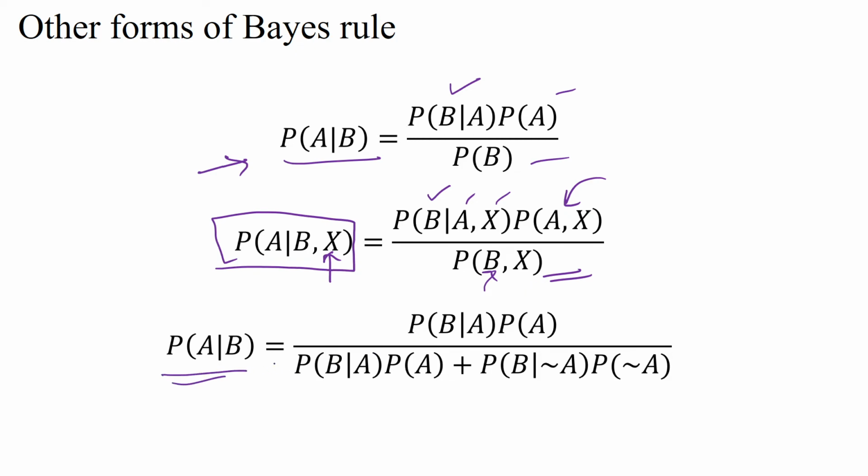And another way: probability of B given A multiplied with probability of A divided by, here A has already occurred, right? A has occurred plus A has not occurred, and what is the probability of B? So using this format also we can apply the Bayes theorem to calculate conditional probability.